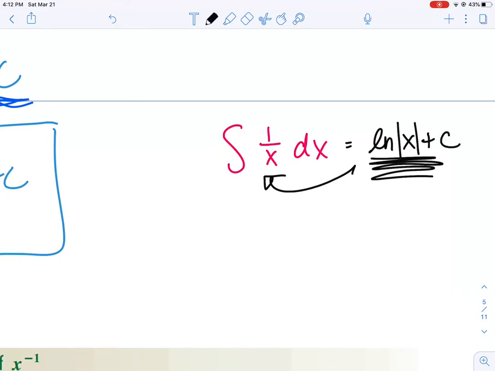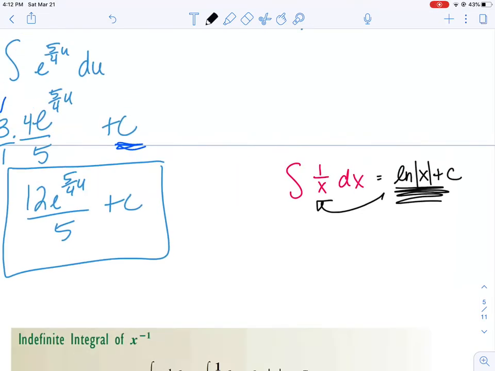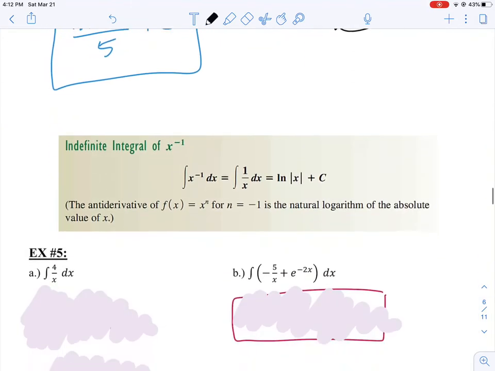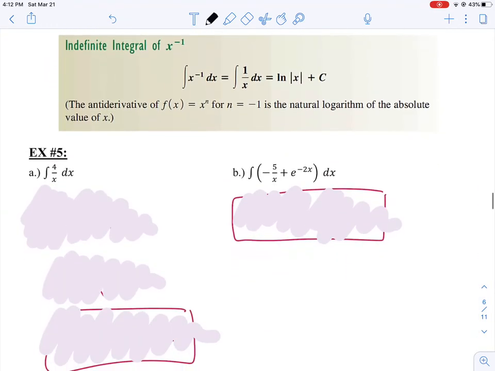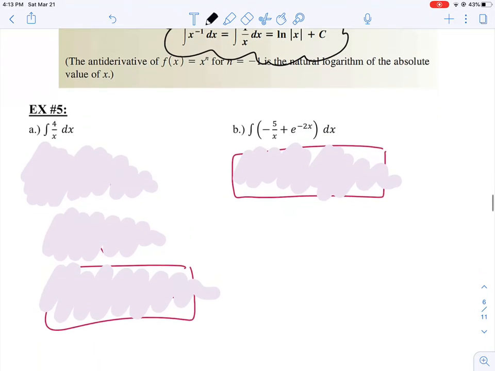Technically, there should be absolute values around that x because natural logs can never be negative. But the antiderivative of 1 over x is natural log of x plus c. So that's a new rule that we're going to do now. Anytime I see a x to the negative 1 or a 1 over x and I'm doing the antiderivative, please don't use your power rule. Make sure you remember that the antiderivative of 1 over x is really natural log of x plus c.